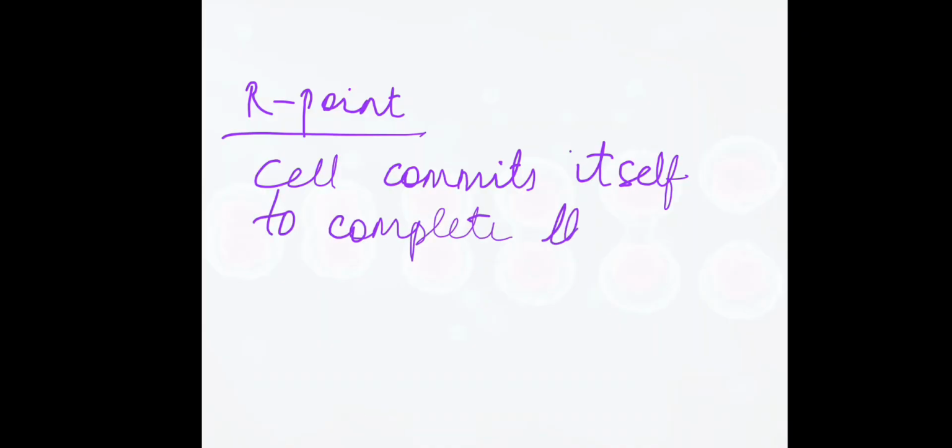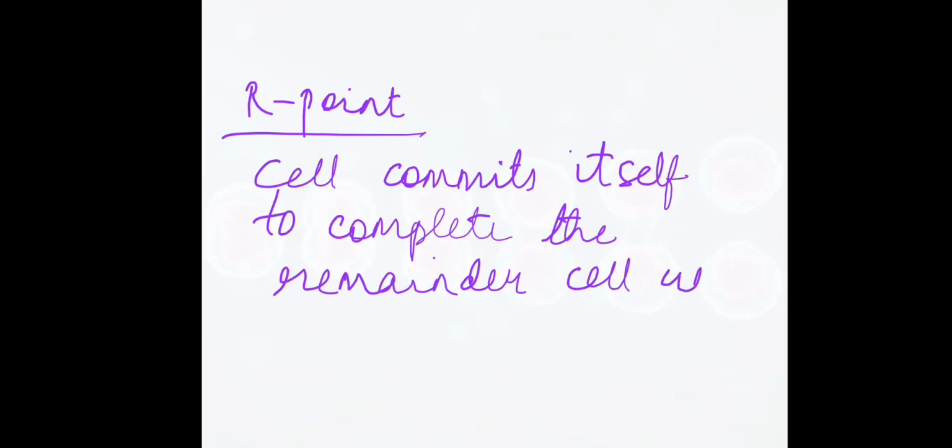We mentioned the R point, restriction point, right? This point represents a point at which the cell commits itself to complete the remainder of the cell cycle. Okay, there are two families of CKI.